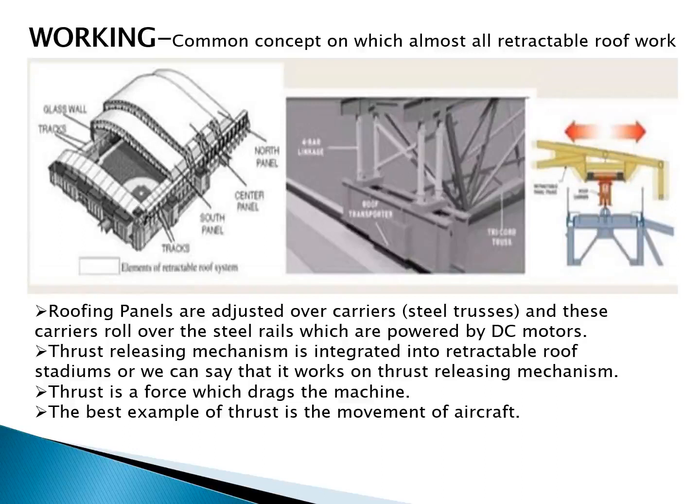Now I'm going to tell you about the working of retractable roofs. Common concepts on which almost all retractable roofs work are as follows. Roofing panels are mounted over carriers, steel trusses, and these carriers roll over steel rails which are powered by DC motors. A thrust releasing mechanism is integrated into retractable roof systems, or we can say that it works on a thrust releasing mechanism. Thrust is a force which drives the machine. The best example of thrust is the moving of an aircraft.